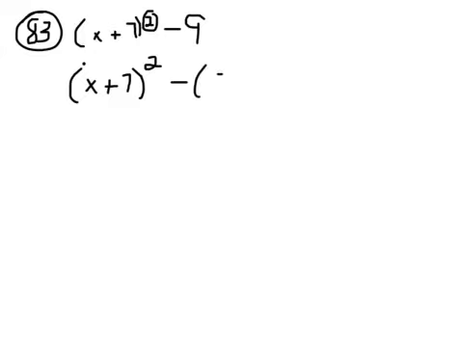And then now the 9 can be written as 3 squared. Do you see how I've got something squared minus something else squared? Make sure that I didn't mess this video up here.